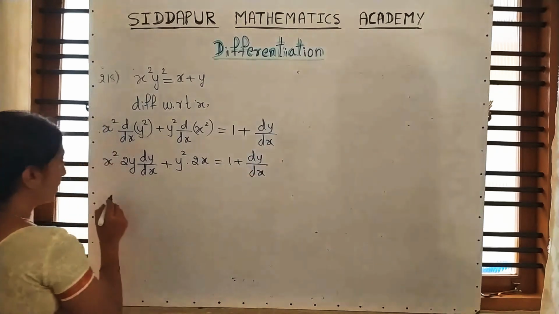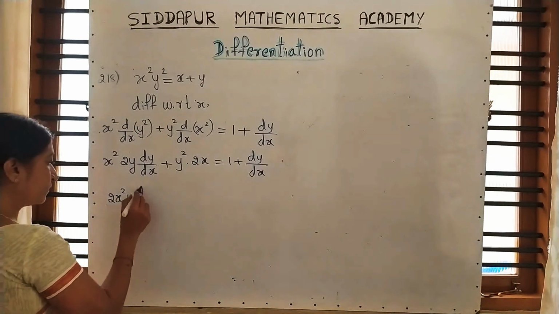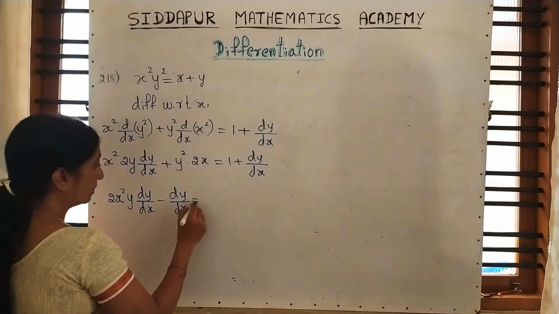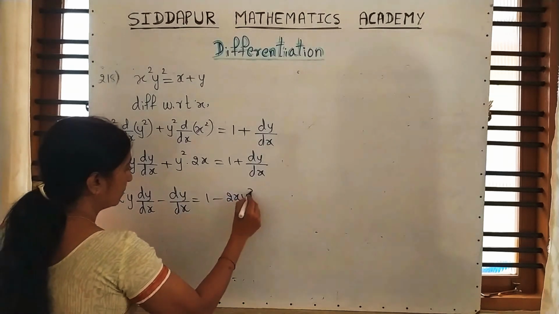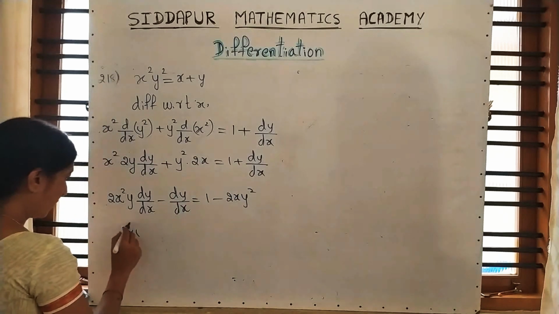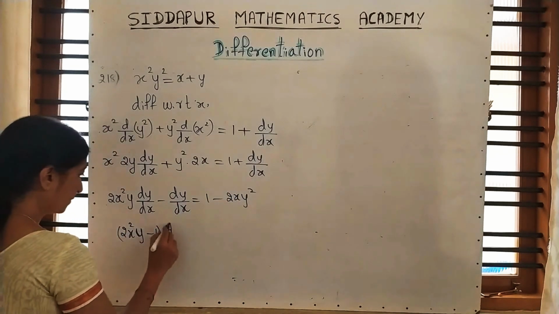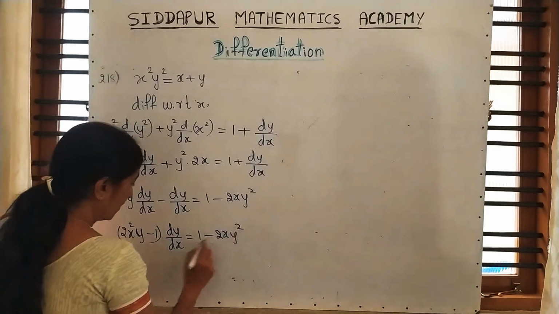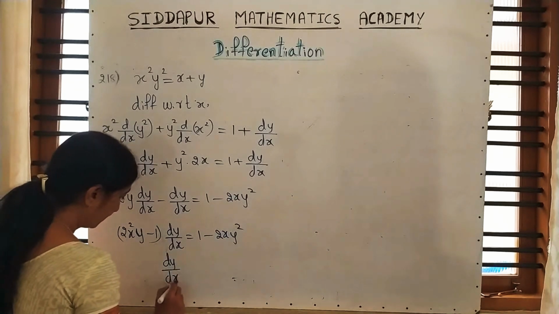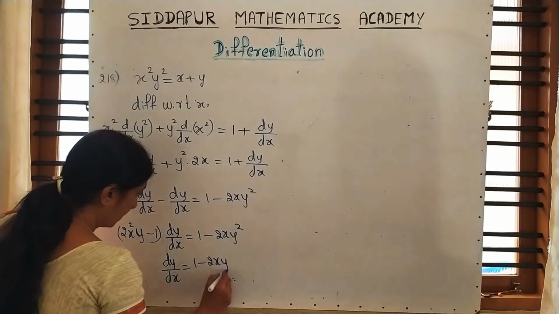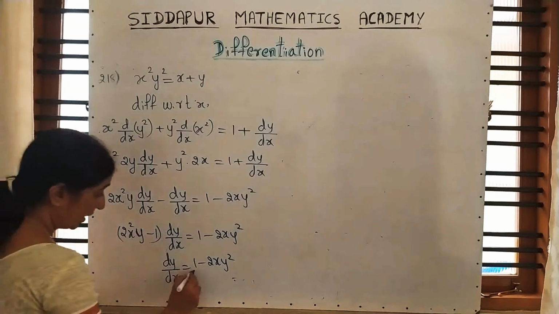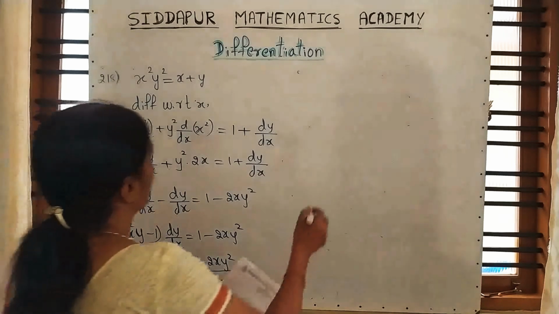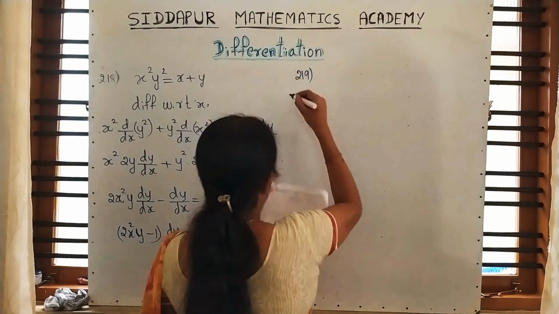Then write down the terms with dy upon dx on one side, without dy upon dx on the other side. Take dy upon dx common. Then write down the final answer. Here this is in multiplication, taking it to the other side becomes division. Correct or what? Moving to the next question, 219.